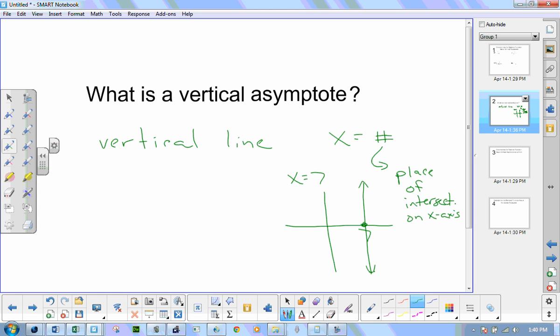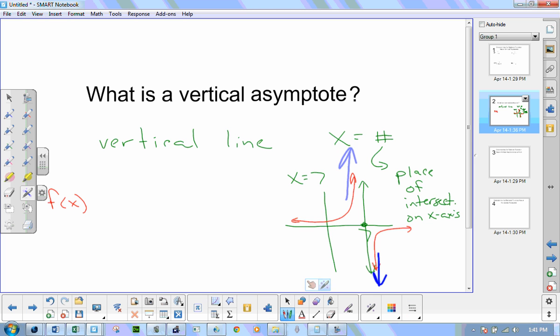It's a vertical line, but it's a special vertical line. It's a vertical line that is kind of a boundary for a function or a discontinuity in a function. And you'll understand this more when you get into calculus when we talk about limits. Something is an asymptote for a function, and I'll say that this x equals 7 is an asymptote for this f of x function I'll draw in red, because as the function approaches the asymptote, the function shoots off to either positive infinity or negative infinity.